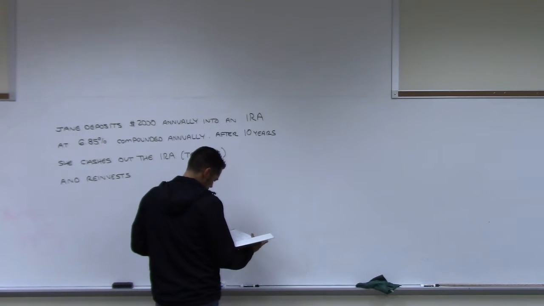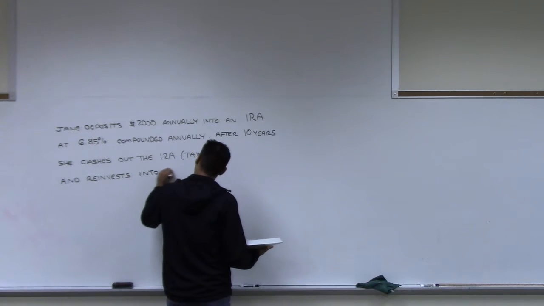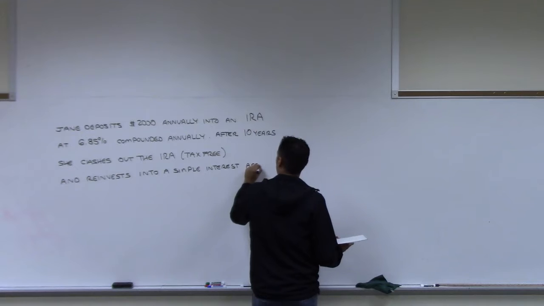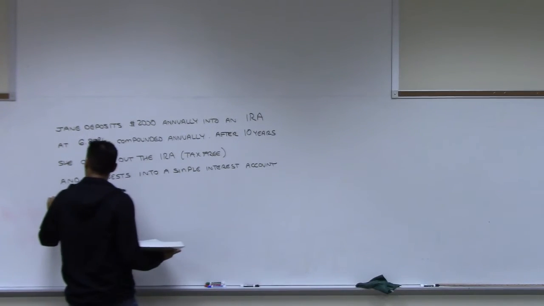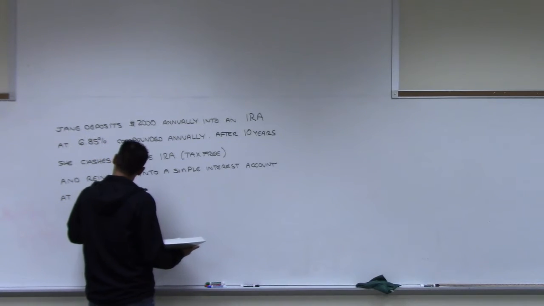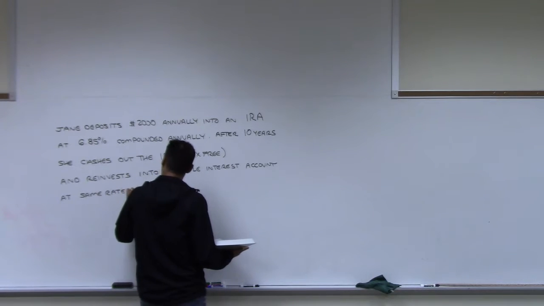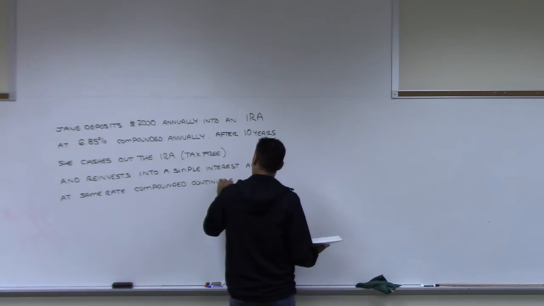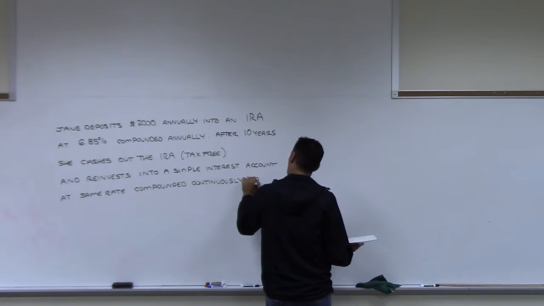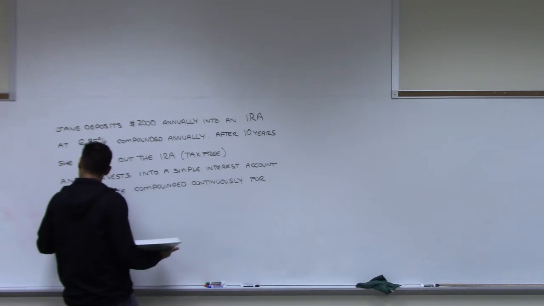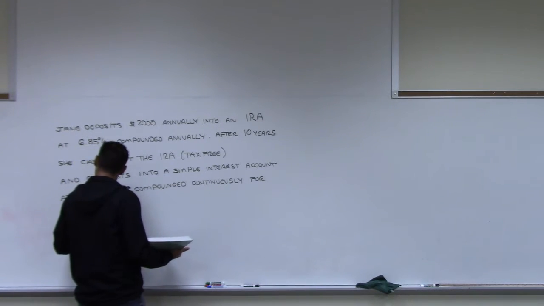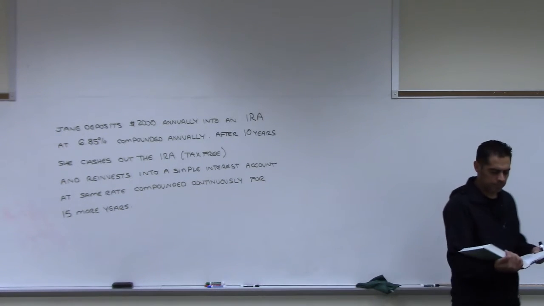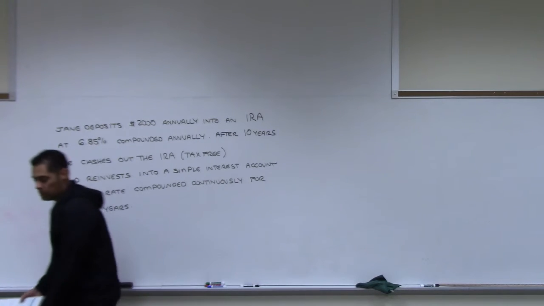And reinvests into a simple interest account at the same rate compounded continuously for 15 more years. How much does Jane have at the end of this?